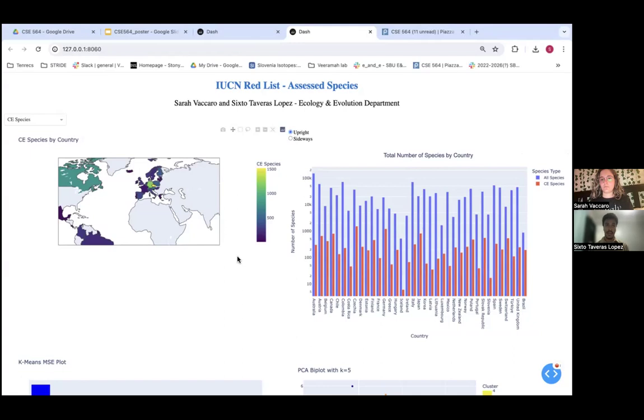But on the other hand, the Czech Republic, Germany, and Japan have some of the highest numbers of critically endangered species. So this could indicate that higher conservation efforts are required in these 3 countries.